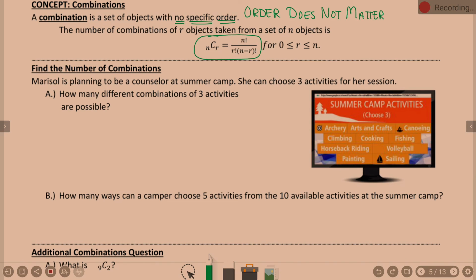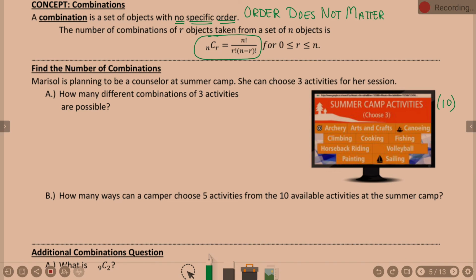Marisol is planning to be a counselor at a summer camp. She can choose three activities for her session. How many different combinations of three activities are possible? Well, let's start with how many activities are there to choose from. I do think that's right. You guys counting 10? Yeah. Okay. So she can choose three activities for a session.